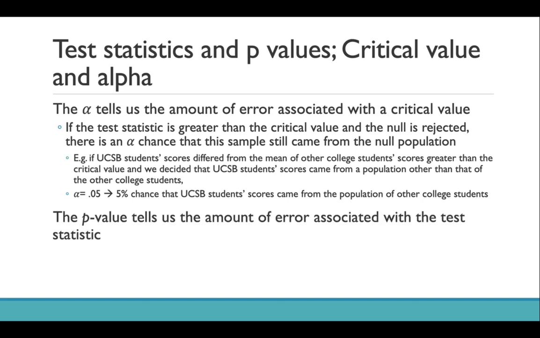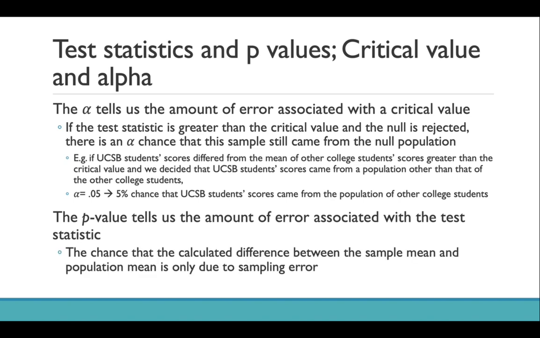The p-value tells us the amount of error associated with the test statistic. In other words, the chance that the calculated difference between the sample mean and the population mean is only due to sampling error.